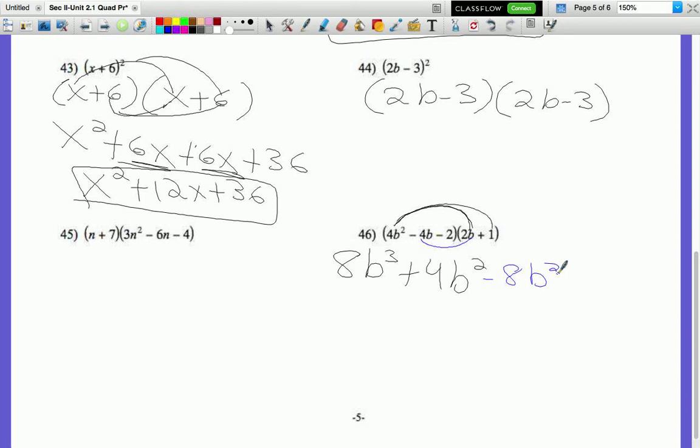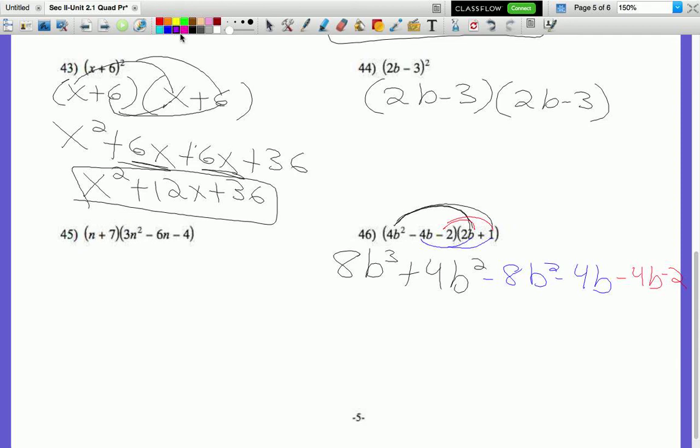Remember, when you multiply by variables, you add exponents. I take negative 4 and multiply it into 1 and get negative 4b. The 2, I take the negative 2 and I multiply it into the 2b. I get negative 4b. I take negative 2, multiply it into the 1, and get negative 2.